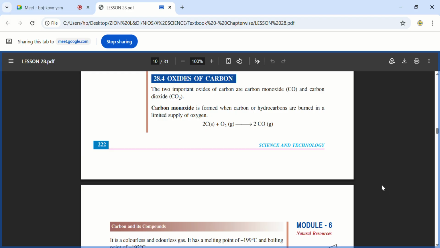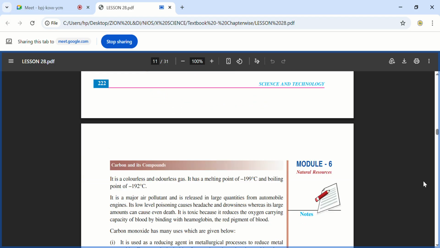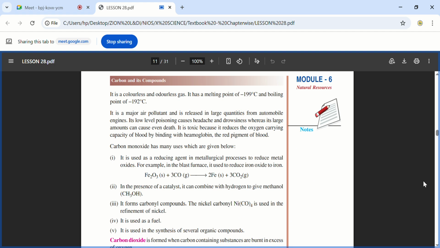Okay, continue Abraham. Carbon monoxide is formed when carbon or hydrocarbons are burnt in a limited supply of oxygen. 2C solid plus O2 gas gives 2CO gas. It is a colorless and odorless gas. It has a melting point of minus 199 degrees Celsius and boiling point of minus 192 degrees Celsius.